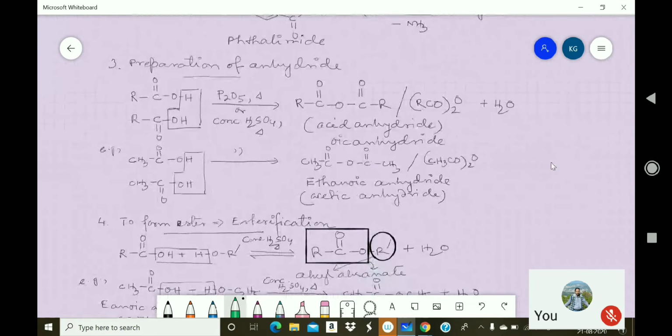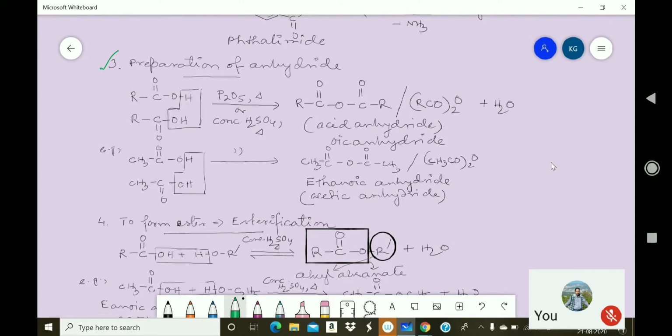Next, we come to the preparation of anhydride. As we know, anhydride is a substance that when combined with water forms carboxylic acid. Therefore, on the opposite, if from two molecules of carboxylic acid, one molecule of water is removed, then we can get the anhydride. It can be represented as RCOOC double bond O R. In condensed form, it is (RCO)2O.